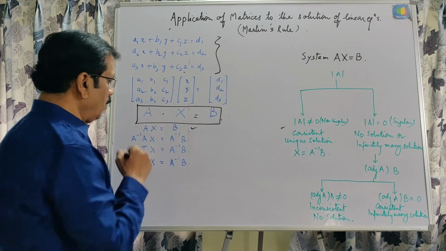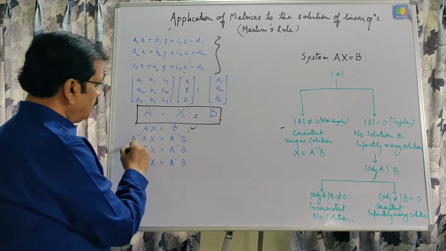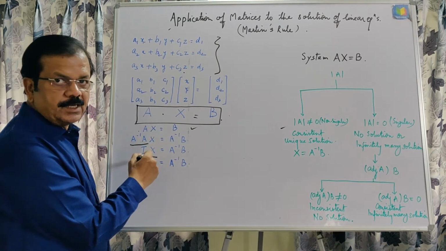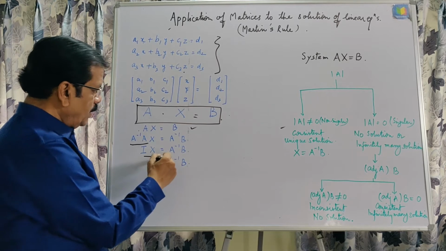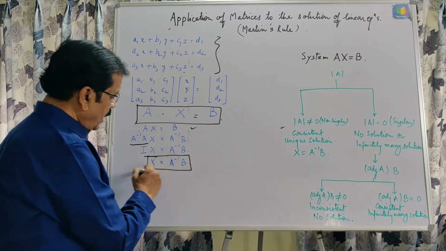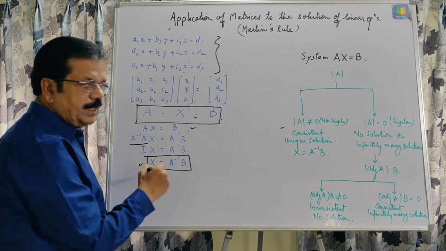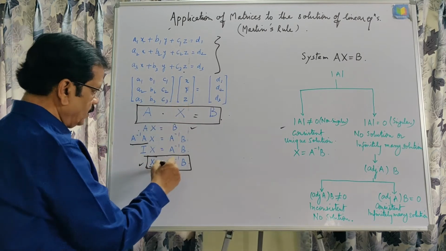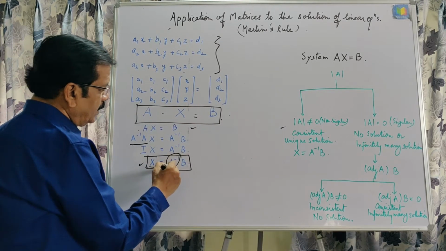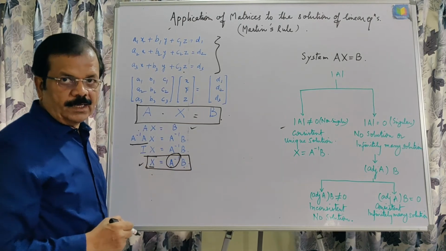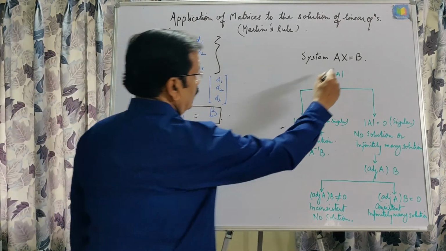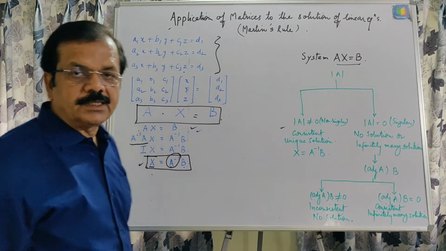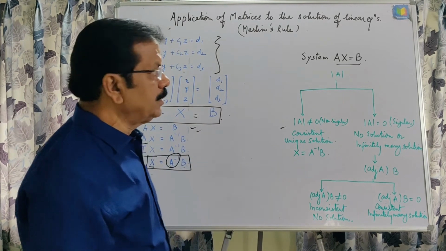After writing in this form, multiplying both sides by A inverse, we get A inverse A is equal to I, and I X is X, so X is equal to A inverse B. After writing in this way, we can get the values of x, y, z by multiplying the inverse of A to B. Now, how do we test the consistency of this system of equations, meaning whether the solution exists or does not exist?